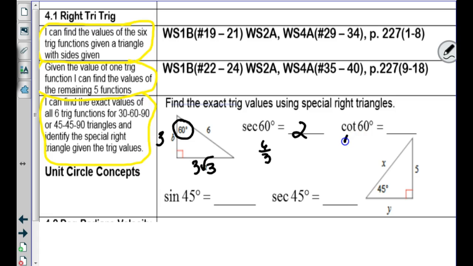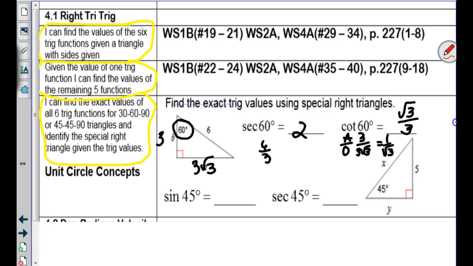Cotangent would be adjacent over opposite, because tangent is opposite over adjacent. So cotangent would be 3 over 3 square roots of 3, which would reduce to 1 over the square root of 3, which would be square root of 3 over 3. Does that follow, or did I do too much in my head? This would be 3 over 3 square roots of 3, which is 1 over square root of 3, which rationalizes to that.